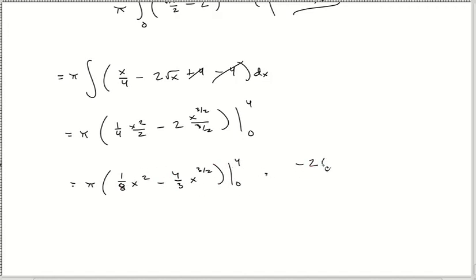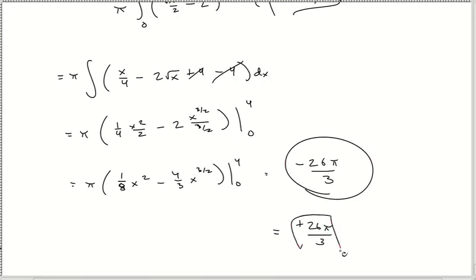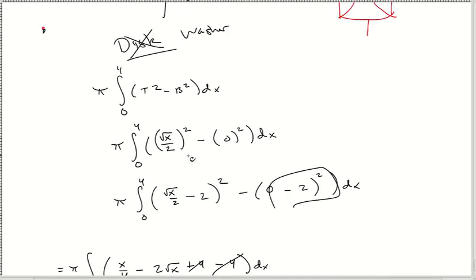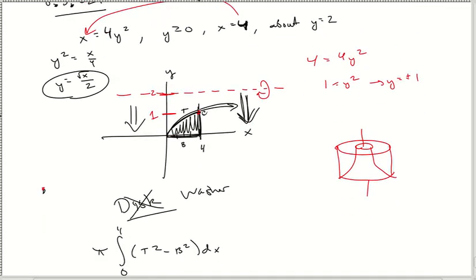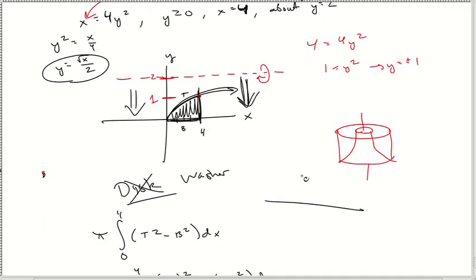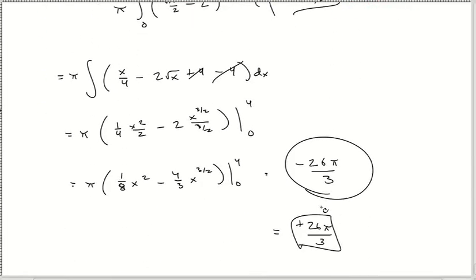I got a negative 26 pi over 3. What's your answer? A positive 26 pi over 3. The only reason why I got a negative, yet again, is because my top and bottom were flipped. When you shift this whole thing down by 2, what you're actually going to end up with is something down here like this. This is technically now my top, and this is my bottom, because this one's further and closer. Does it matter? No. You know what to do. I'm just wanting to show and prove why it's happening.